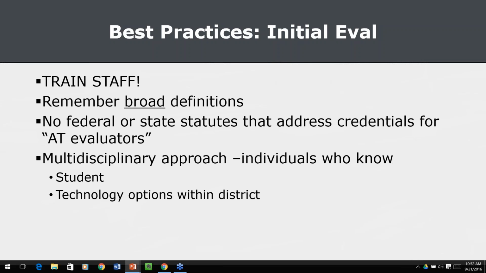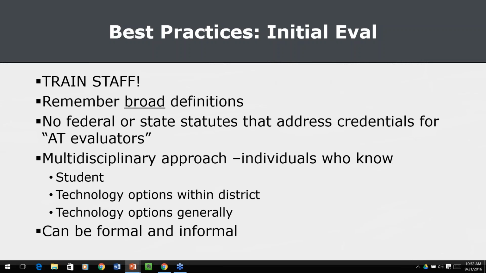What we find is silos. You've got the tech people in one corner and the special ed people in another corner, and we don't always communicate effectively between the two of them. And then you also need somebody who's kind of broad thinking to know about technology options generally, not just what the district is doing right now. The good news is this can be both formal and informal, so if you're having good substantive discussions within the team context, I think you'll be pretty much covered in terms of having discussed what the student needs.